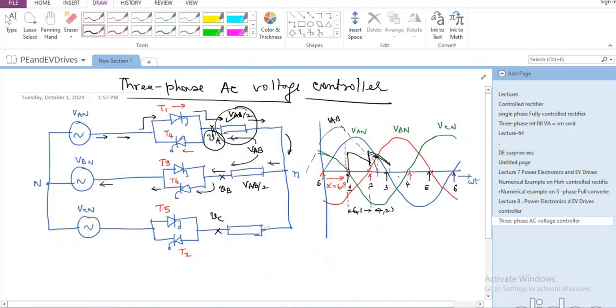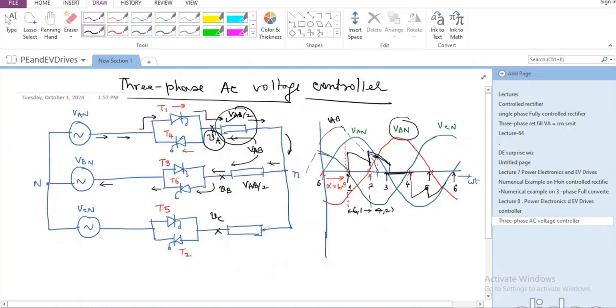Once 3 is fired, 2 and 3 are going to conduct together, so I will not have any voltage at all coming across A phase. But the moment 4 is conducting, when 3 and 4 are conducting, it will be VAB divided by 2, but VAB will be now negative because already if you look at it, VB is actually greater than VA. So VAB will be negative. So again, you will have something like this coming up.